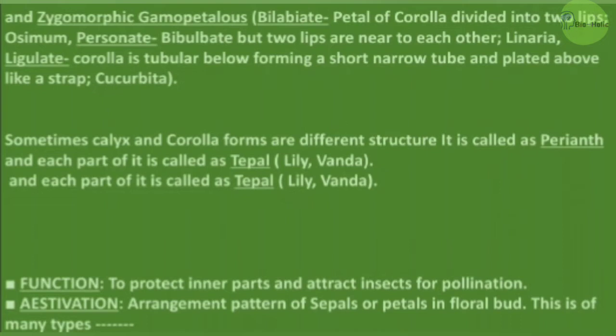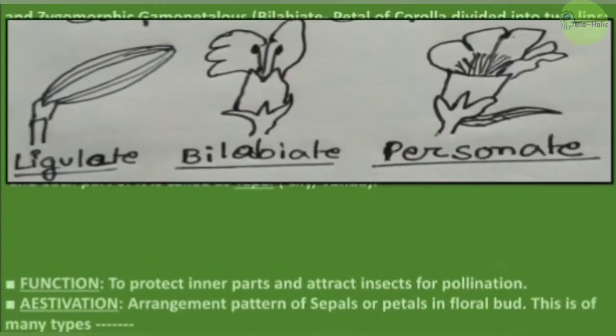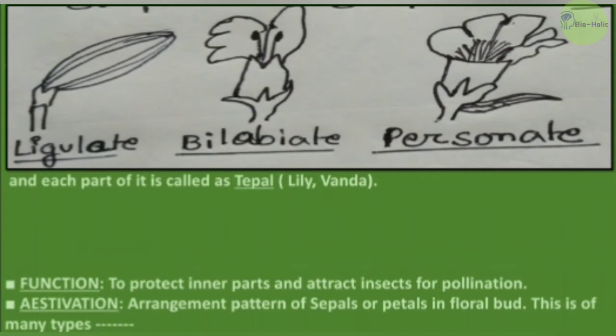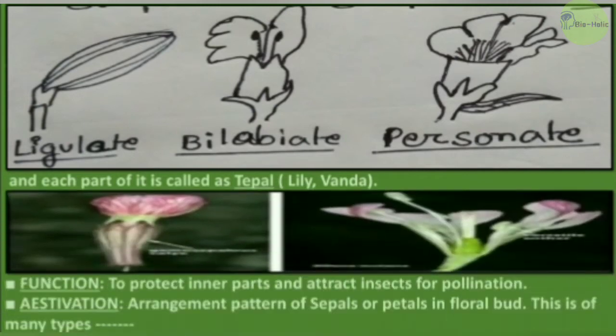Sometimes calyx and corolla form a different structure. Those are called as perianth. Each part of perianth is called as tepal. The function of this is to protect the inner parts and attract insects for pollination. This is ligulate, bilabiate and personate, and this is the tepal formation or perianth formation.